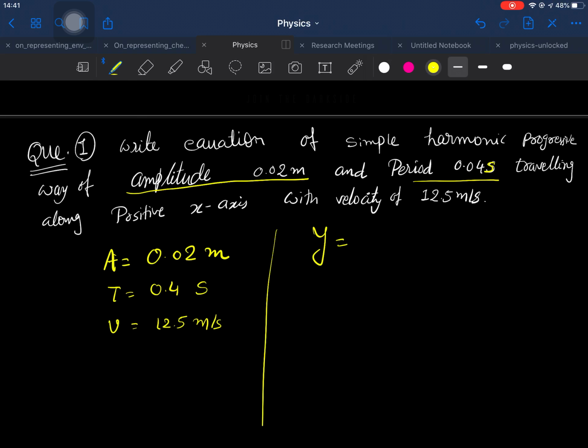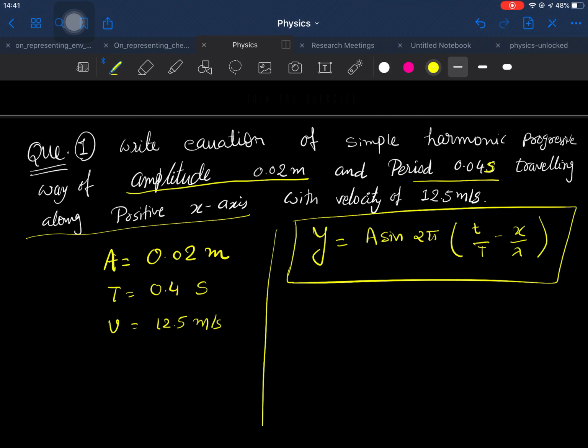Now it is going along the positive direction. You have to make it along the positive x. So for the along the positive x direction, we have a sine 2 pi, t by capital T minus x by lambda. So this is the most generalized equation. Okay, you can simply find this equation.